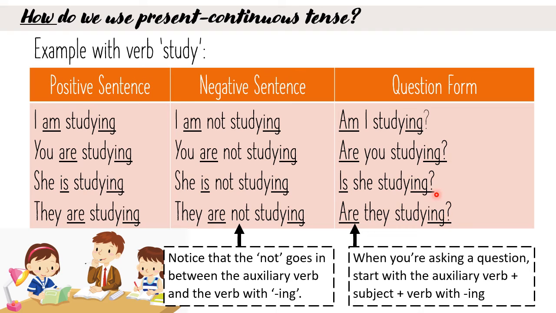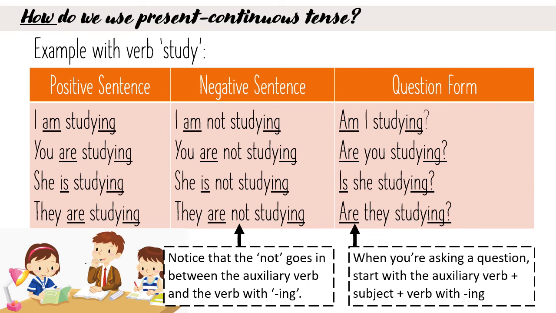Are they studying? So if you notice here, if you're using negative sentence, the not goes in between the auxiliary verb, okay, am, are, is, are, and also the verb with ing. So it's in the middle, okay? Or when you're asking question form, the auxiliary verbs am, is, are go at the beginning of the sentence, okay? So it's like this, am I studying? So these are very simple. Just get used to this.